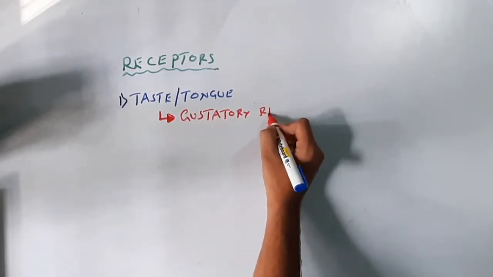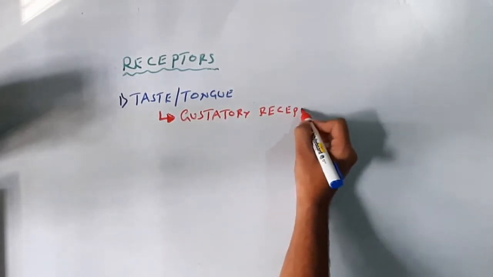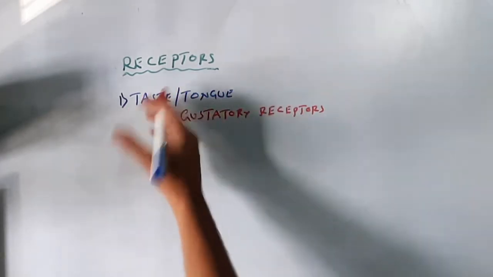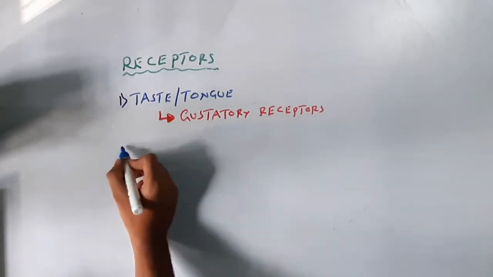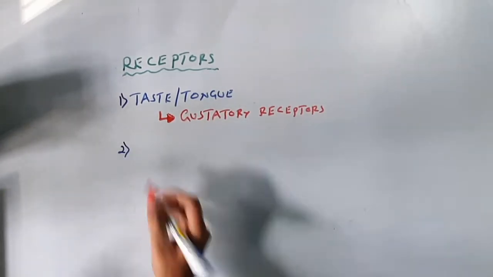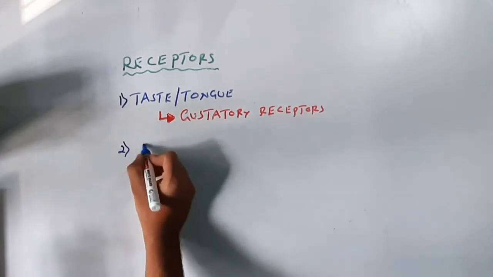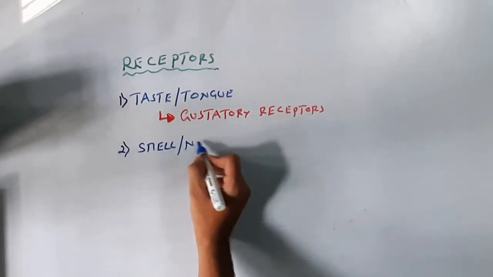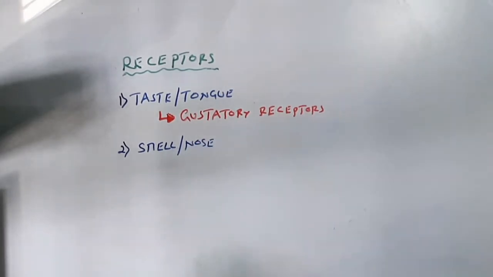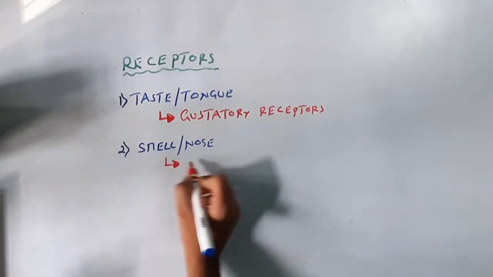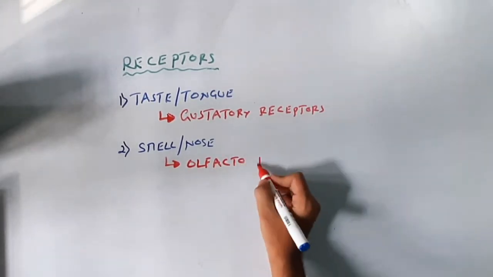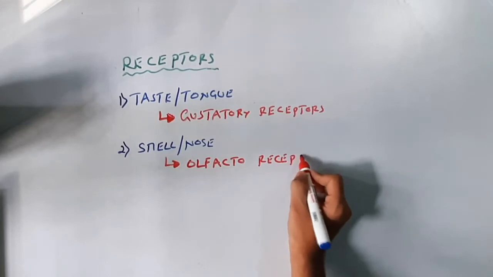Here we'll write the receptors. They are called gustatory receptors. So these are the receptors or cells which are associated with the tongue, for taste. So we go to the second one, that is smell. These are the cells which are present within our nose or nasal passage. The receptors are called olfactory receptors. So we just write olfacto receptors.